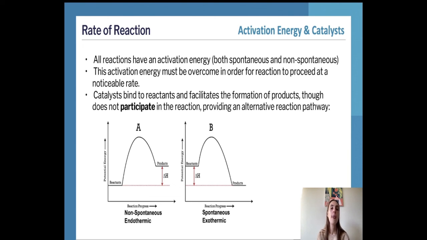And so we can see on the left here we have a non-spontaneous endothermic reaction, and we can see when we have this rate of reaction, we have less energy in the reactants, more energy in the products. And then with an exothermic reaction, we have more energy in the reactants, less energy in the products, showing that energy is being released.